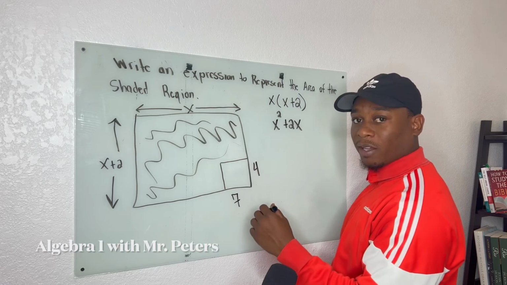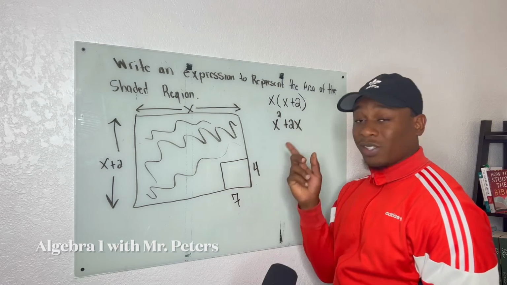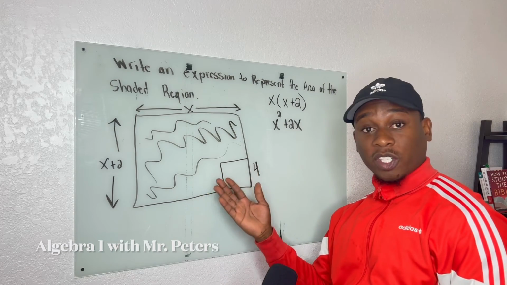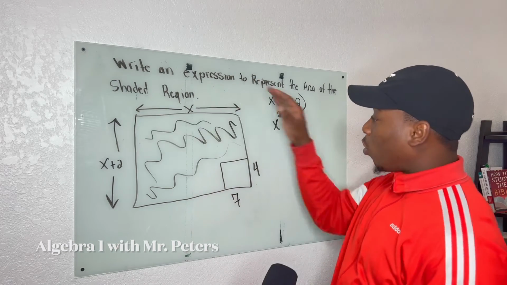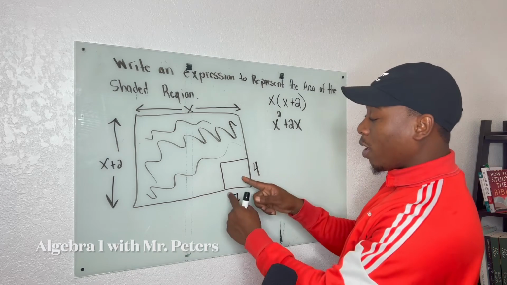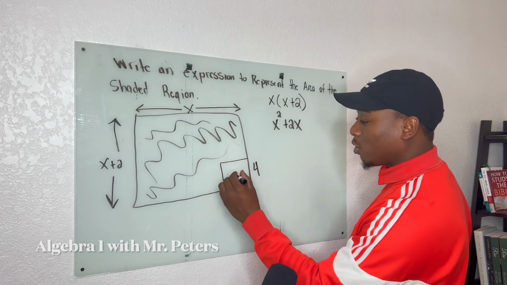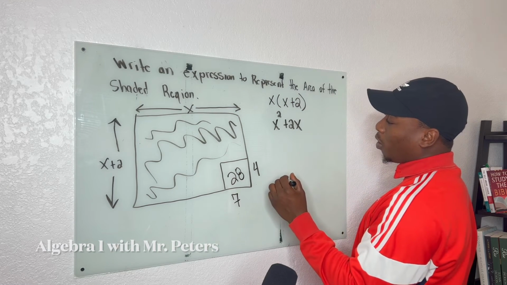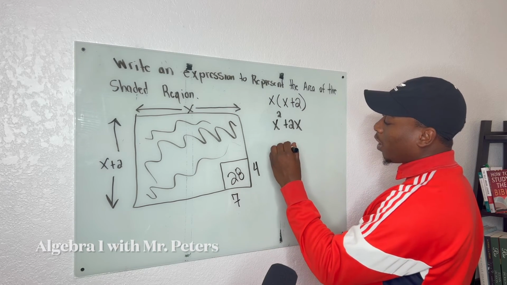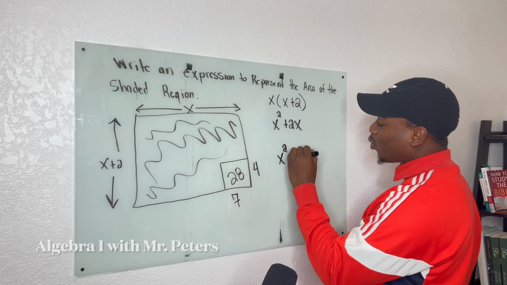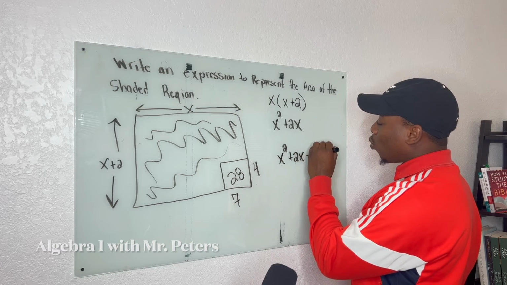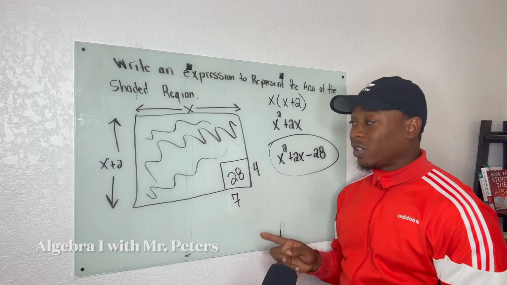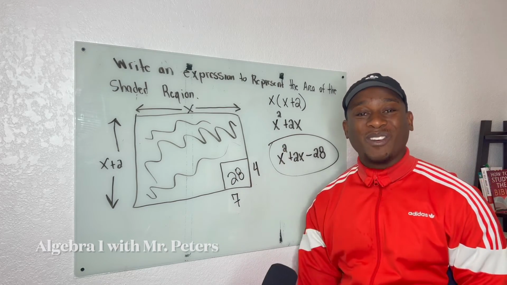And we notice that to find the area of the shaded region, we're going to have to subtract. So now they didn't tell you guys to subtract. You have to assume because we want to find the area of the shaded region. Once we find the whole entire area, we now have to subtract this, which is 28. So to finish this problem off, our final answer would be x squared plus 2x minus 28. So this will be the expression to represent the area of the shaded region.